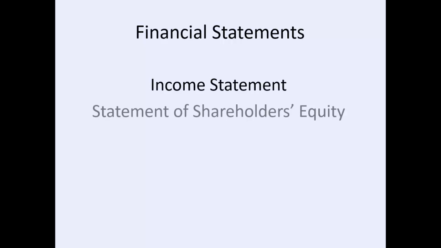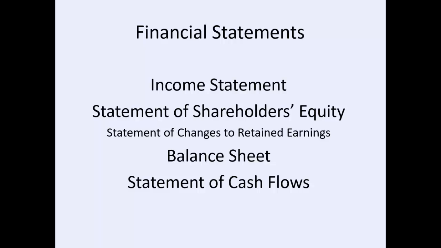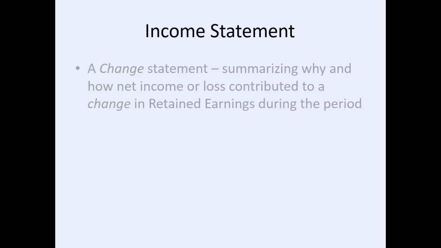We'll review the 4 basic financial statements from accounting principles courses. You begin with the income statement, statement of shareholders' equity, and in accounting principles 2, you learn that there could be another statement, a statement of changes to retained earnings, and retained earnings is a component of equity for corporations, as opposed to just a sole proprietorship capital account. Then there's the balance sheet and the statement of cash flow. So we'll take a look at each one of these.